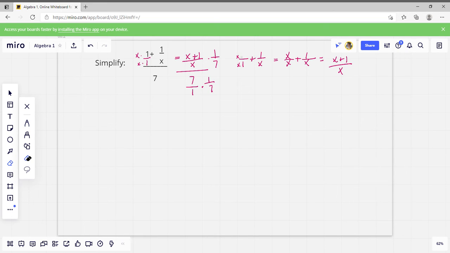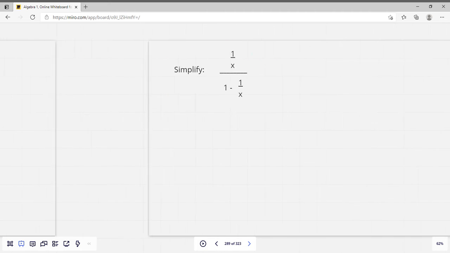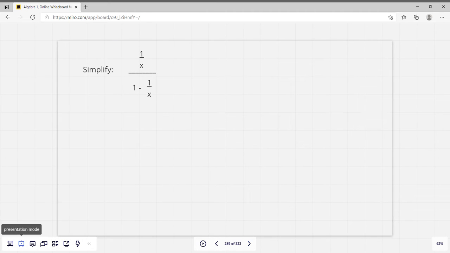Okay, erase all this. And now we multiply. 1 times x plus 1 would just be x plus 1 over x times 7 would be 7x. And there's the answer to that one. These are pretty easy. It's just about combining those fractions before you flip.